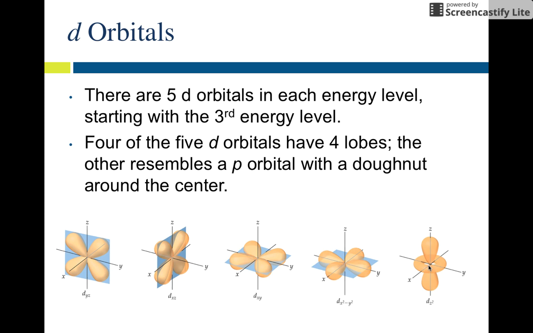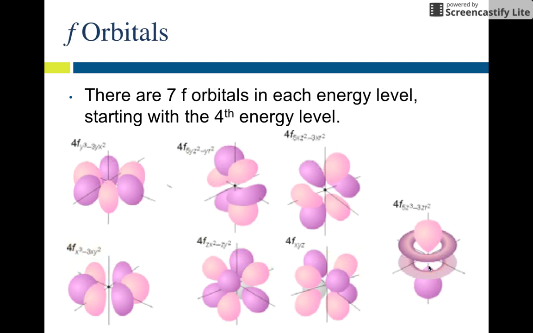Next, we have the f subshell. Now, if you notice the pattern, there was a single s orbital, there are 3 possible p orbitals, there are 5 d orbitals, and so, in keeping with the odd numbers, there are 7 possible f orbitals in each energy level, starting with the 4th. These shapes are really fun, and no, you don't have to know them. You don't even really have to know the shapes of the d orbitals a whole lot.